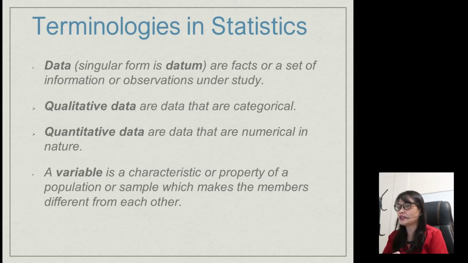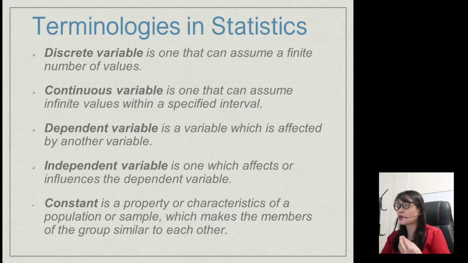Next, what about variable? A variable is a characteristic or property of a population or sample which makes the members different from each other. More or less, our discussion for today is more on terminologies. There's no actual computation. Next, what about discrete? A discrete variable is one that can assume a finite number of values. It can be counted. When we say continuous, it is one that can assume infinite values within a specified interval. Discrete, finite; continuous, infinite values.